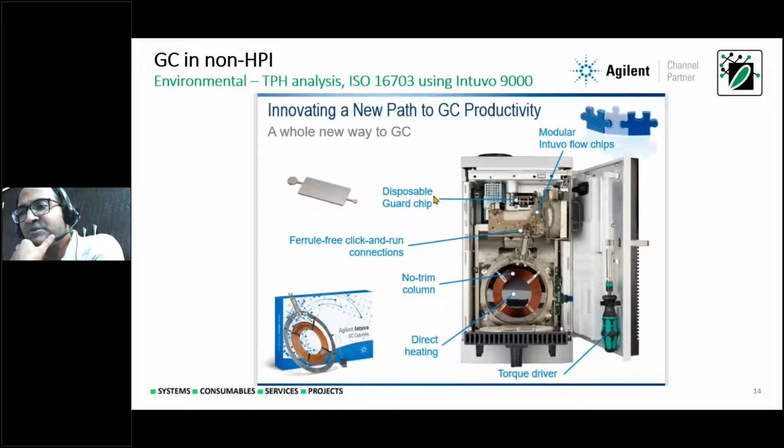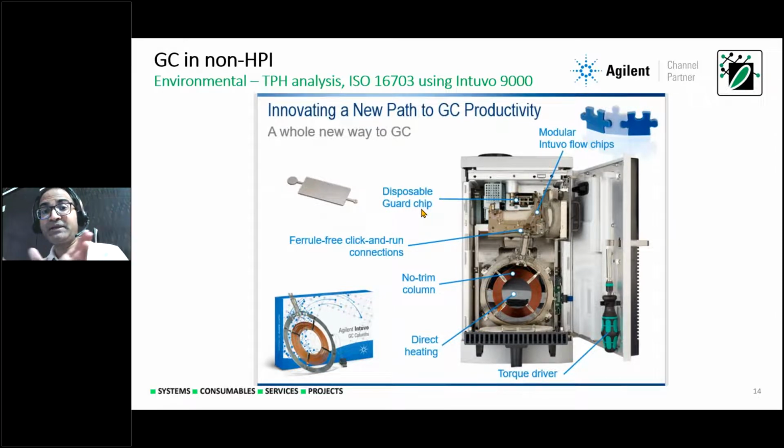There is a disposable guard chip that sits immediately after your inlet. What is the advantage of this guard chip? The column is the heart of your GC, right? The column is going to do the separation. So we want to make sure that the column remains good for a much longer time. How do we do that?